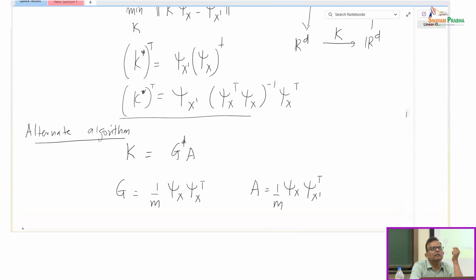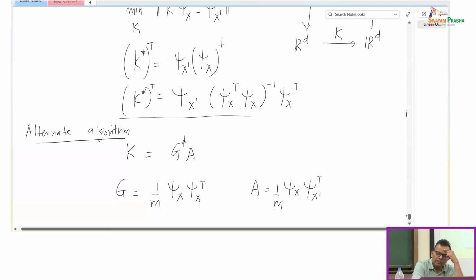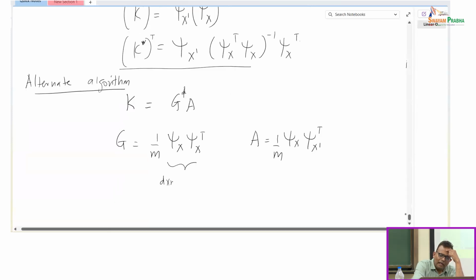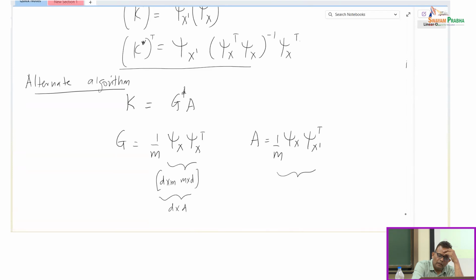So psi of x, what's the size of psi of x? Psi of x is d. Yes. If you think about this, this is d times m, and this is m times d. So this is basically a d by d matrix, and this will also be a d by d matrix.